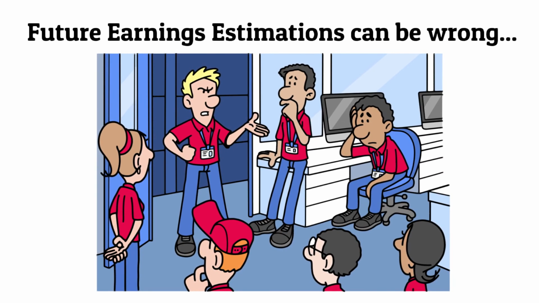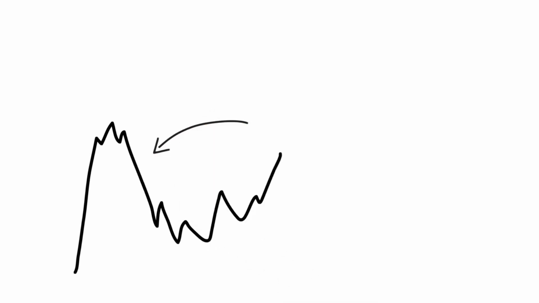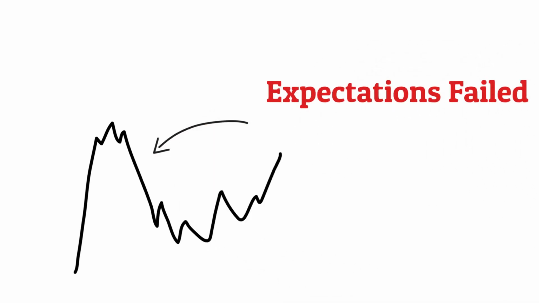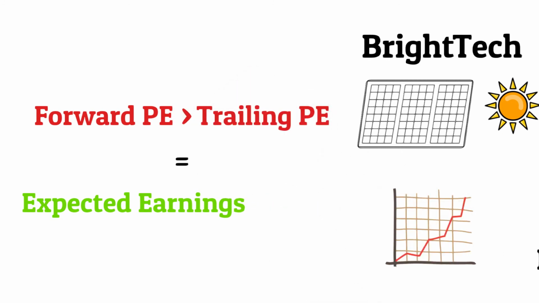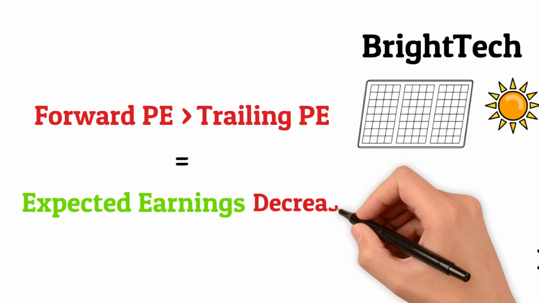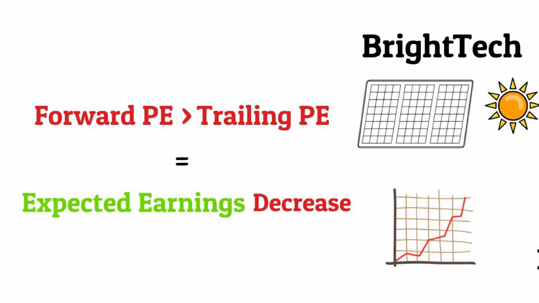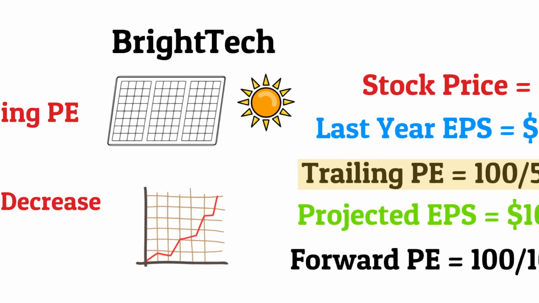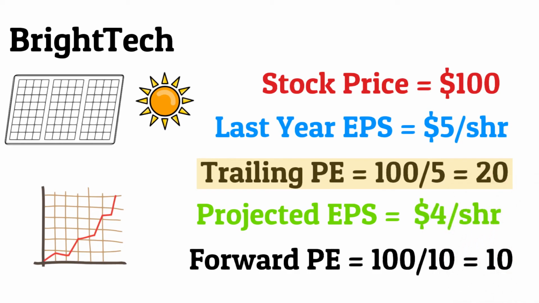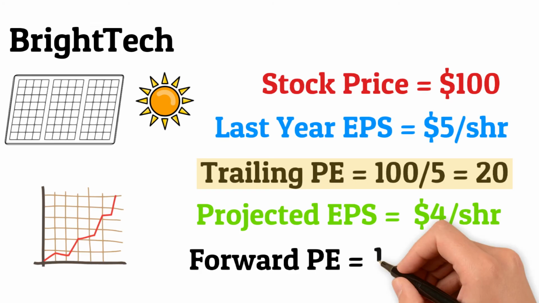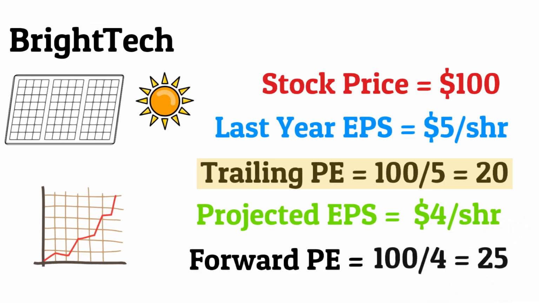However, forward PE depends on estimates, and if Brightech fails to meet these expectations, the stock might not perform as well as anticipated. Moreover, if the forward PE is higher than the trailing PE, this indicates that analysts expect the company's earnings per share to decrease in the future. For example, if Brightech's forward EPS projection were only $4 instead of $10, the forward PE would be 25. This could happen due to factors like increasing costs, reduced demand, or market challenges.